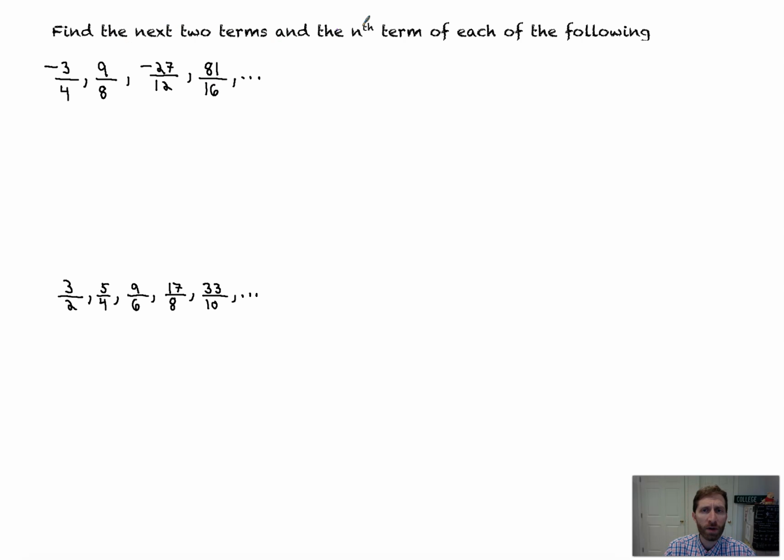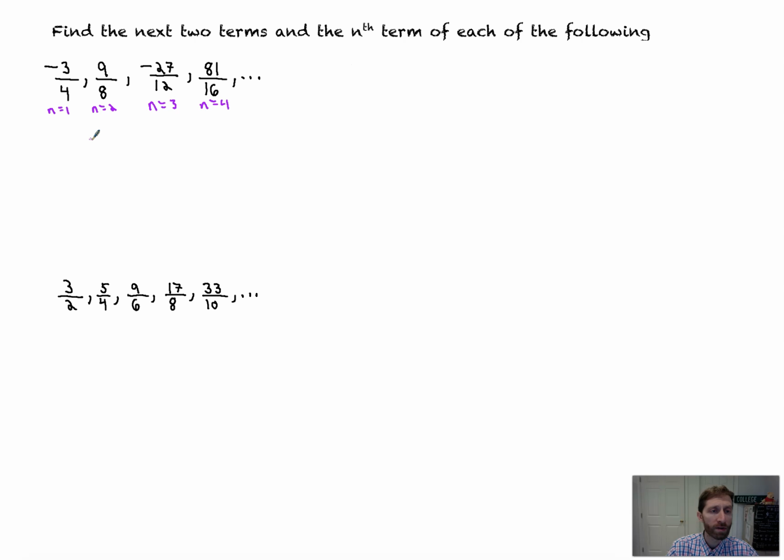So find the next two terms and the nth term of each of the following. To do this, it's very difficult, I think, to just look at the pattern and say, yeah, negative 3/4 to 9/8, I know exactly what's happening there. I don't think that's that easy. So what I like to do is I first like to look at the signs and see if they're alternating. And they are. We're going negative, positive, negative, positive. So we know that this is the n equals first term, n equals second term, n equals third term, and the n equals fourth term, and so on and so forth.